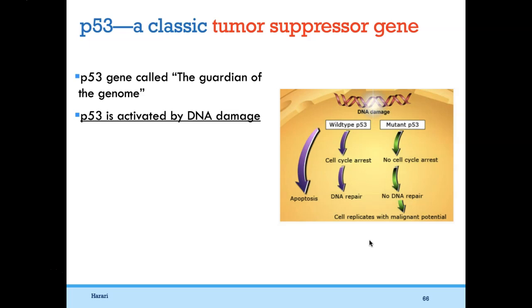P53 is activated by DNA damage. This is a really cool aspect automatically. So it is activated by DNA damage. And when P53 is active, it can stop the cell cycle and initiate DNA repair. So this is really, really cool, right? So this is anytime there's a mistake in DNA, there's an enzyme called P53 that gets activated and will tell the cell cycle to stop.